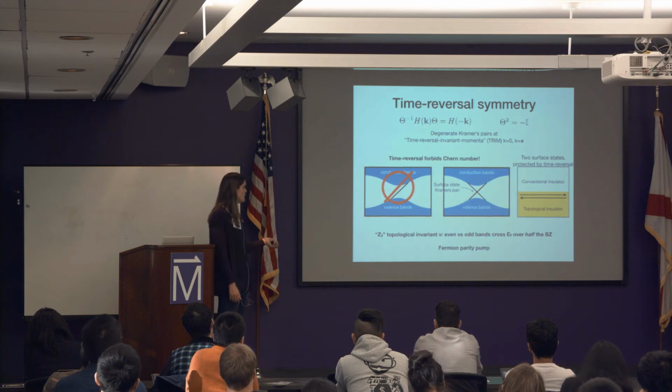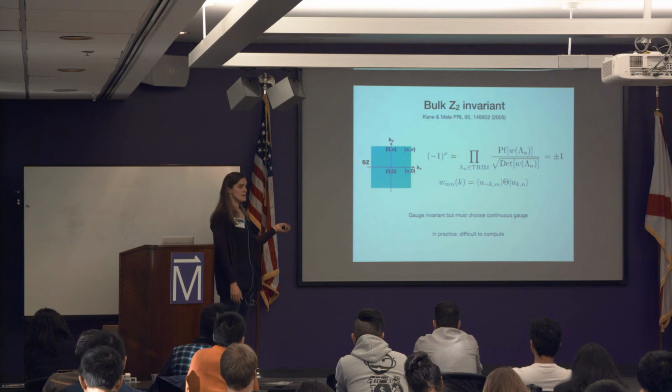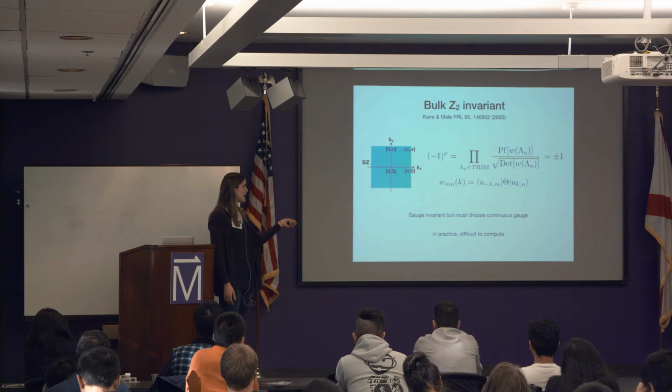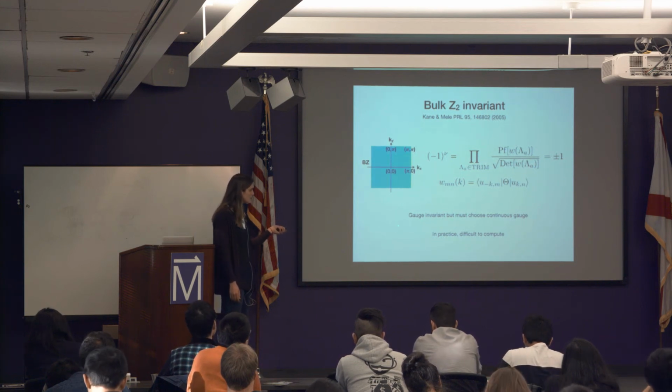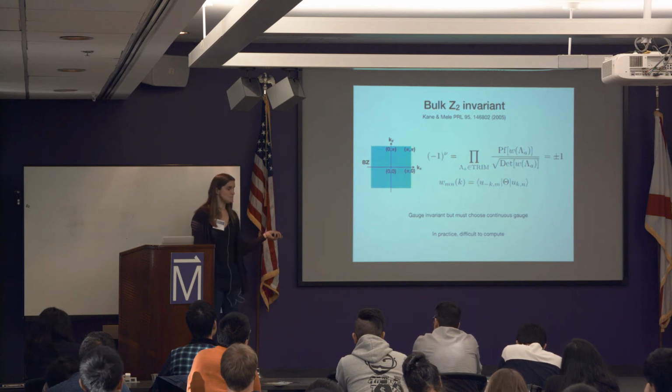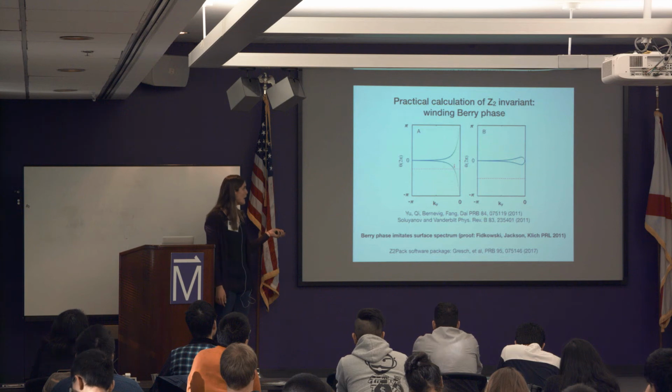So there's a complicated formula for computing this in the bulk. So this would be the generalization of the Chern number. There's some other bulk invariant, and it takes this form, and it works, but in practice, it's very difficult to compute. So what are some practical ways that we could compute this?